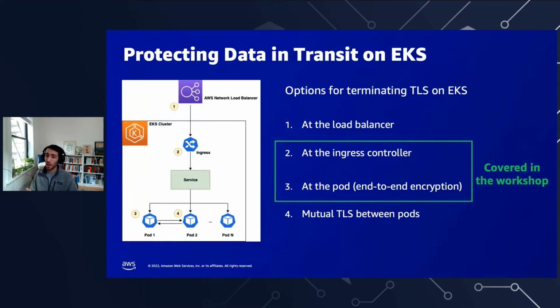And finally, we have a containers module. So if you're running containers, whether it's EKS or ECS, or on-prem containers, you can use ACM Private CA to secure TLS communication between pods and between services. And so this workshop module will walk you through how to create the ingress controller and how to enable pod-to-pod encryption with ACM Private CA.